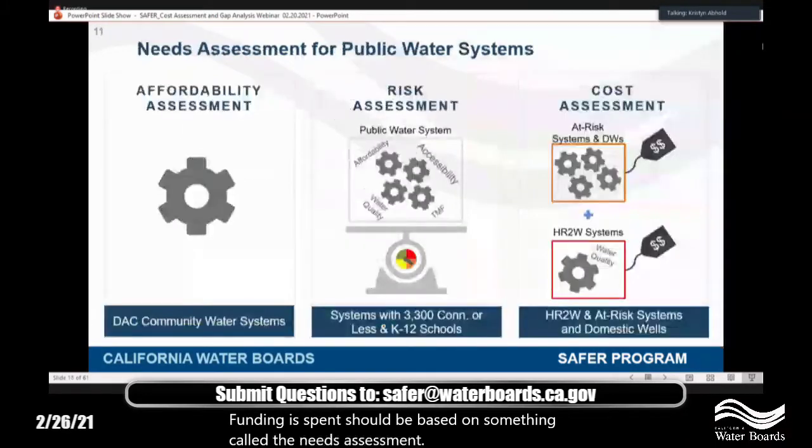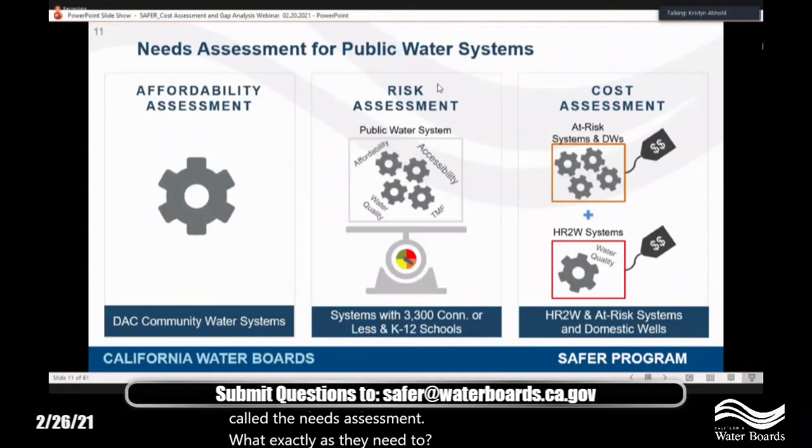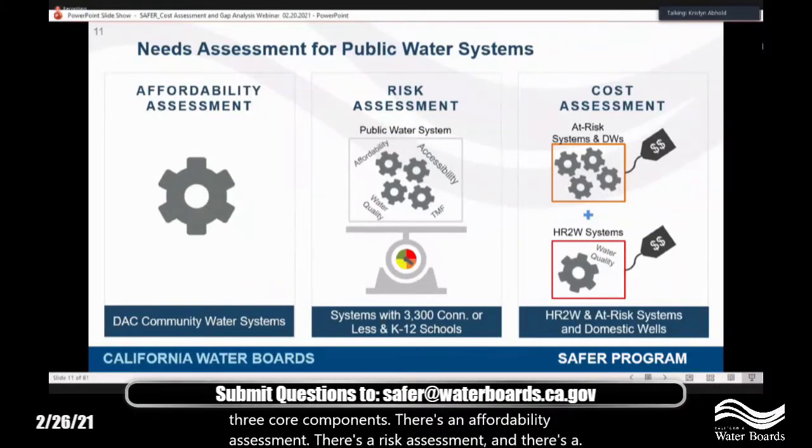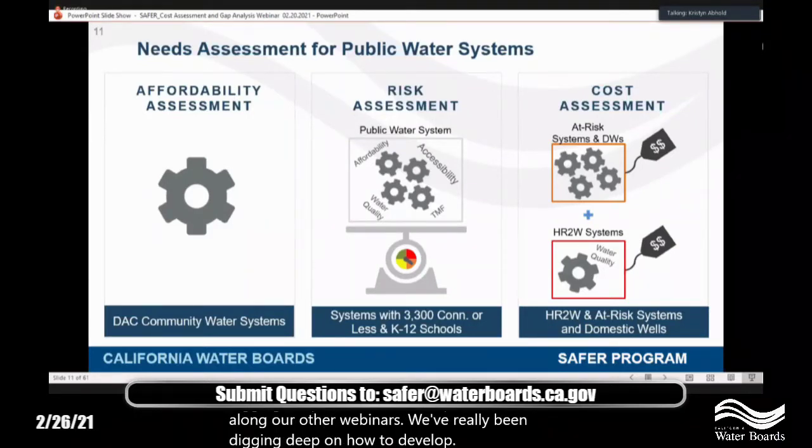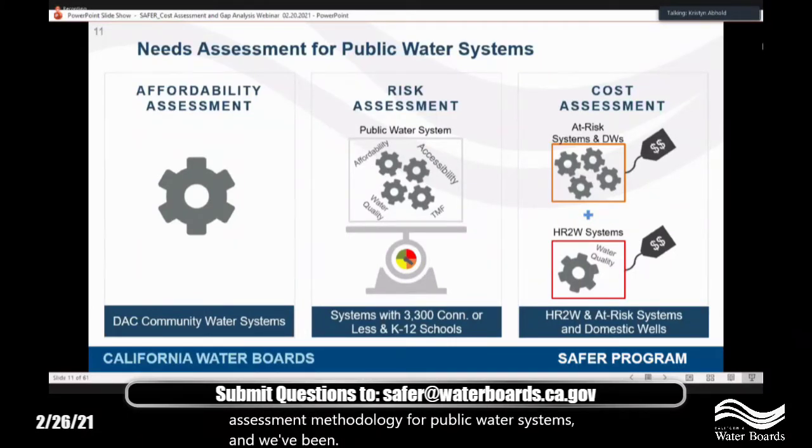What exactly is the needs assessment? We like to say that the needs assessment is composed of 3 core components. There's an affordability assessment, there's a risk assessment, and there's a cost assessment. And there's a lot of folks who've been following along our other webinars. We've really been digging deep on how to develop the risk assessment methodology for public water systems. And we've been working with a lot of partners too on our cost assessment work.